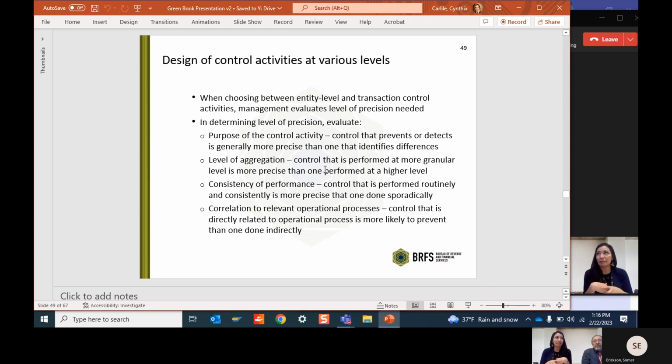So I think auditors would be a little bit more indirect. They do it on a completely different basis, like on a test basis, versus what we were just talking about with procurement, which would be more directly related to that operational process.